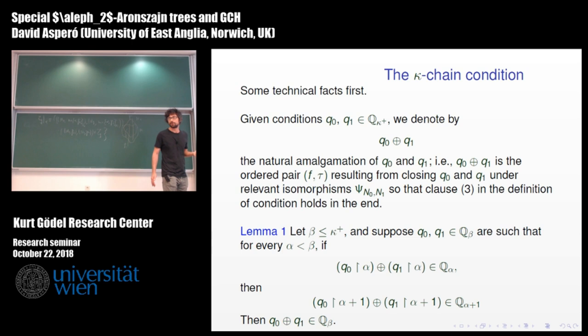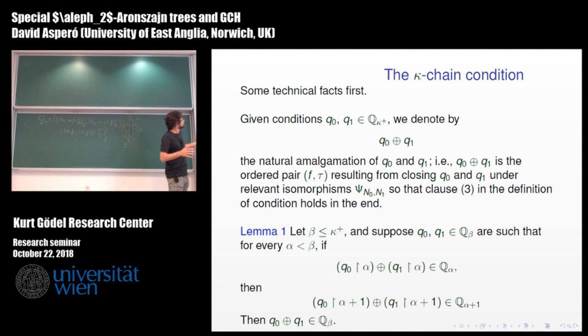All right, so first I need some technical facts. Given two conditions, I define this thing to be the natural amalgamation of them, of Q0 and Q1, which may not be a condition. It's simply the ordered pair that you get when you close under the relevant isomorphism so that the copying procedure is respected, okay?